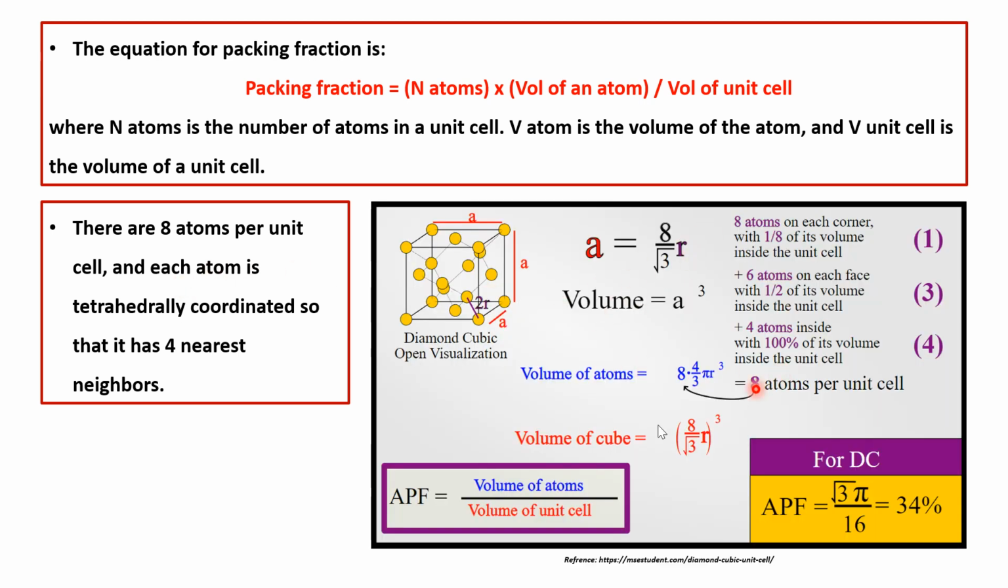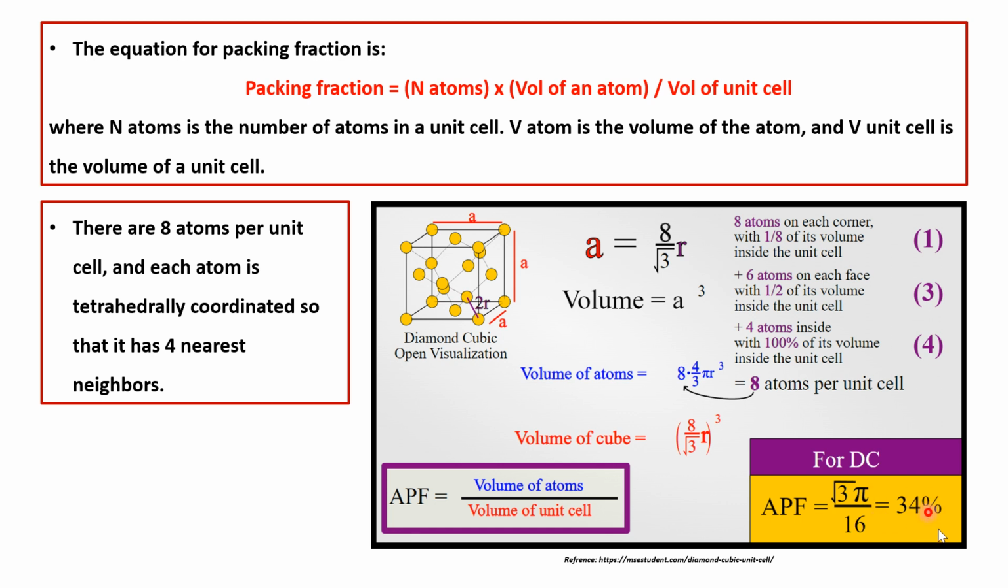So now we have all the required values. Atomic packing fraction is equal to total volume of atoms divided by total volume of unit cell. Total volume of atoms will be number of atoms into volume of one atom, and volume of unit cell will be the volume of this entire cube. Basically, it can be 8 into 4 by 3 pi r cube divided by a cube. We know the relationship between r and a: we have derived that a is equal to 8 by root 3 r. On solving this, we will be getting root 3 pi by 16, and on solving, we will be getting 34 percent.